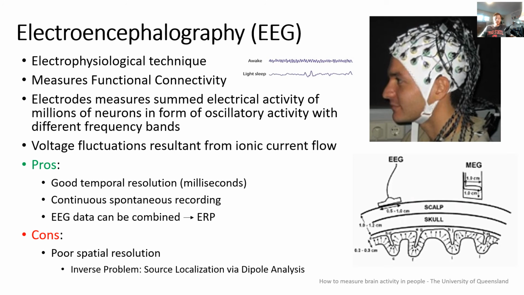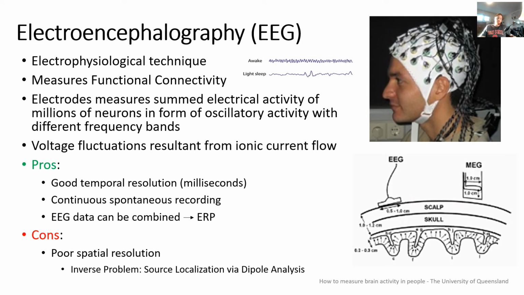The next neuroimaging technique I want to cover is electroencephalography, EEGs. This is an electrophysiological technique that measures functional connectivity. This involves electrodes measuring the summed electrical activity of millions of neurons in the form of oscillatory activity with different frequency bands. This is because voltage fluctuations are resultant from ionic current flows within the brain. Pros to EEGs: it has good temporal resolution within milliseconds, continuous spontaneous recording, so you can record data for hours on end, and EEG data can be combined to form ERPs, which is a very powerful tool within neuroscience.